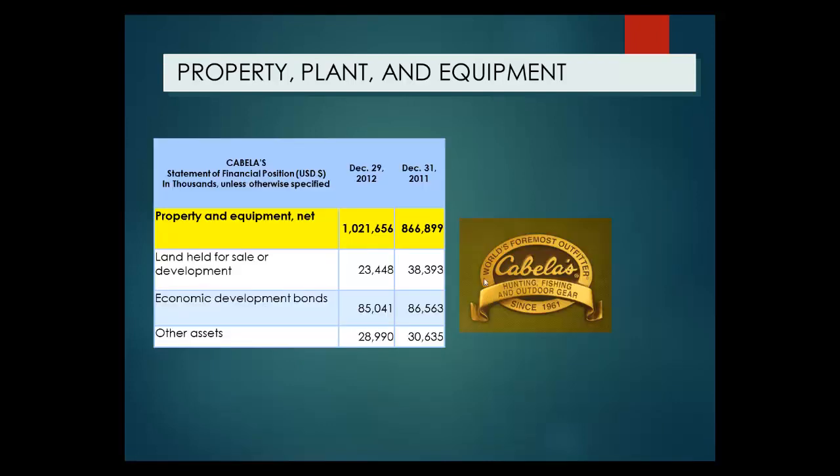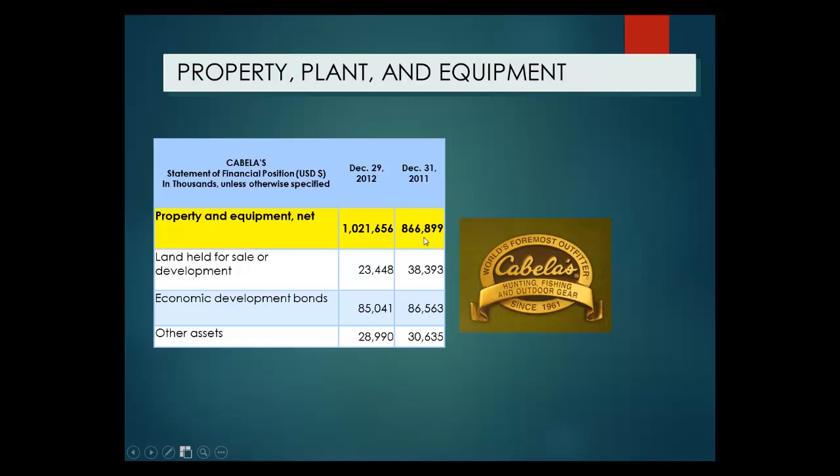So again, let's look at Cabela's. They're only showing one line, property and equipment net. And the use of that word net means that somewhere they are tracking the original cost of that property and equipment, and they are subtracting any accumulated depreciation associated with that. And this is the net book value. So if we went to the notes for Cabela's, we would see the breakdown of equipment less accumulated depreciation equals book value. But right here on the balance sheet, the company has chosen not to show us that, and that's completely normal because they are going to disclose that in the notes.